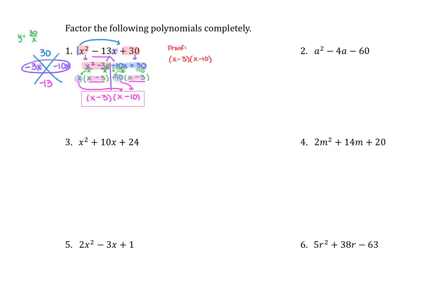So I'm going to distribute that x. So x times x gives me x squared. x times negative 10 gives me negative 10x. Now I'm going to distribute that negative 3. Negative 3 times x is negative 3x. And negative 3 times negative 10 is positive 30. Remember, I can combine these like terms, and that would get me x squared minus 13x plus 30. You can see how this is equivalent to what I started with, so we know we've done it correctly.